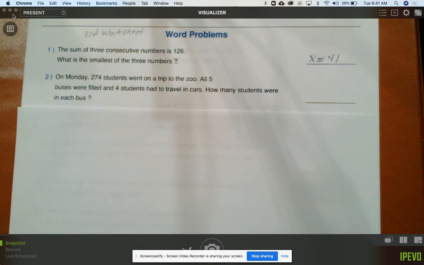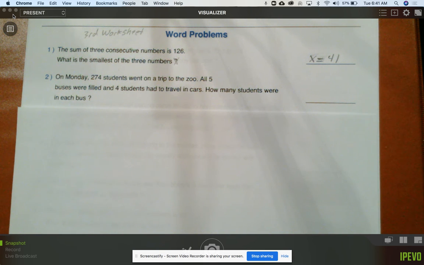On Monday, again, the day is inconsequential, but it's telling us a story. 274 students went on a trip to the zoo. All 5 buses were filled. In other words, there were 5 buses that they had available. Everybody got on, and there were still 4 students who didn't fit at maximum capacity for the buses. So those 4 students had to travel in cars.